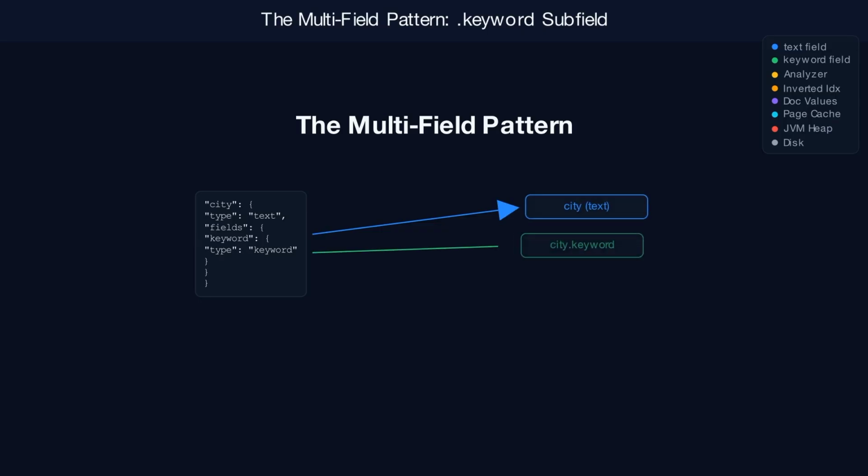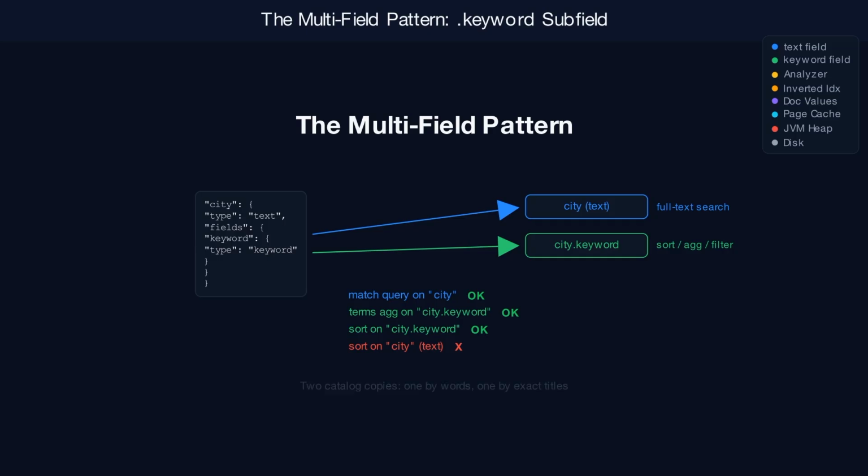For example, if you have a city field, you map it as text and add a keyword subfield. In your mapping, the city field has type text, and inside a fields block, you define keyword with type keyword. This creates 2 separate index structures from the same input. Now you use a match query on city for full-text search, and a terms aggregation on city.keyword for counting unique cities, and a sort on city.keyword for alphabetical ordering.